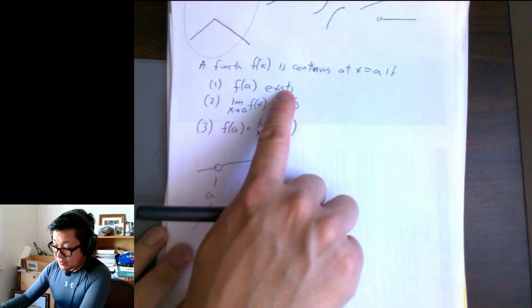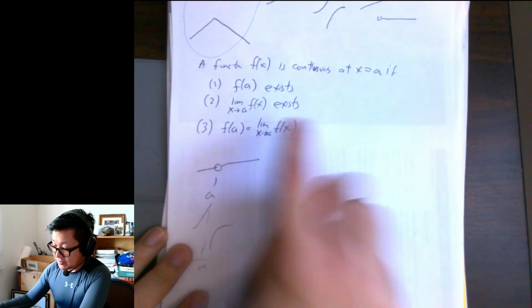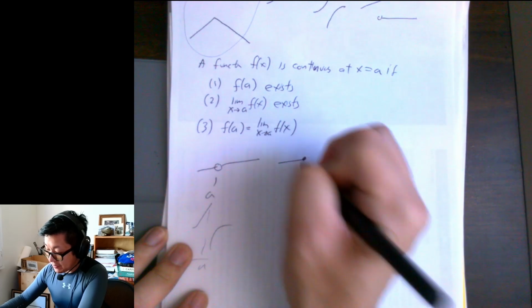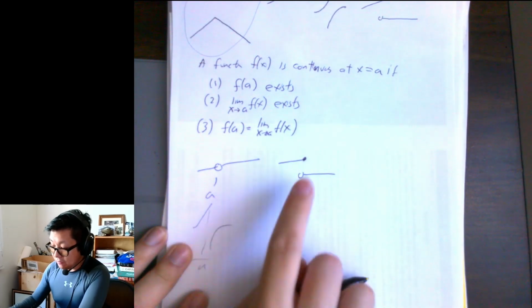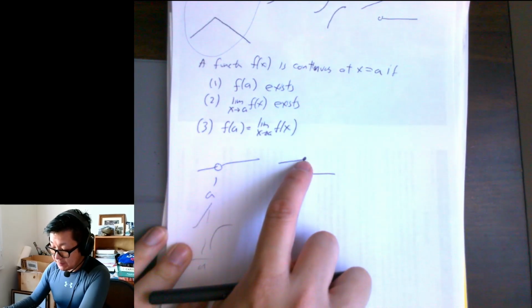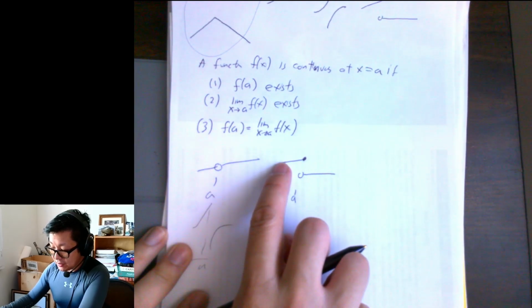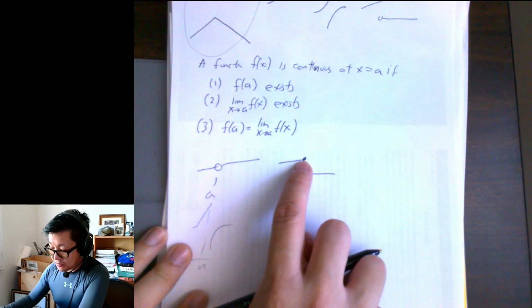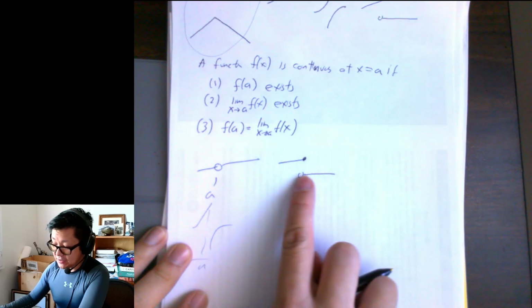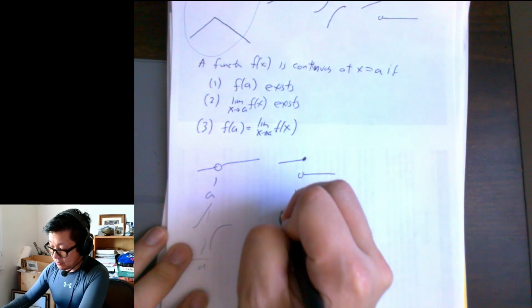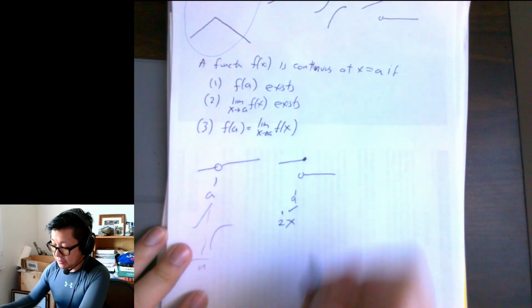Okay, well, let's say the function exists, but the limit doesn't exist. Well, that would be something sort of like this case. Here, the function does exist. It's defined up here at x equals a. However, the limit doesn't exist. The function does not approach the same value from the left as it approaches the right. So it meets criterion 1, but fails criterion 2.